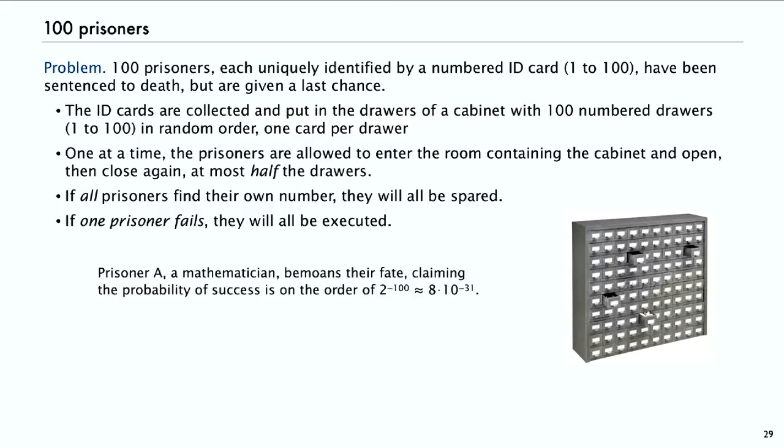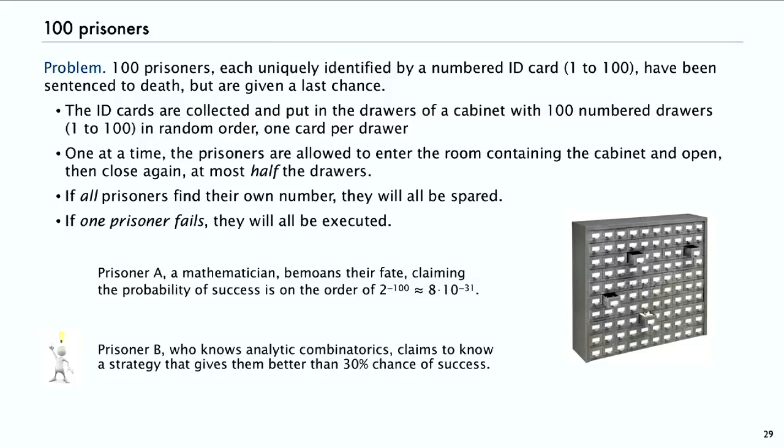Now one of the prisoners is a mathematician, prisoner A, and he says, well, this is hopeless. We're all going to die because we can each only open 50 drawers and they're randomly ordered. So each of us has only a chance of 1/2 of finding our number, and there's 100 of us. So the chance that we'd all find our number is 2 to the minus 100th. That is an exceedingly, unbelievably small number. We have no chance. In fact, it won't take too long before somebody can't find their own number.